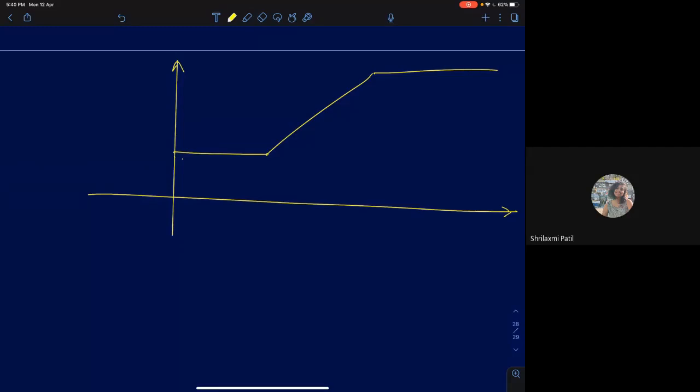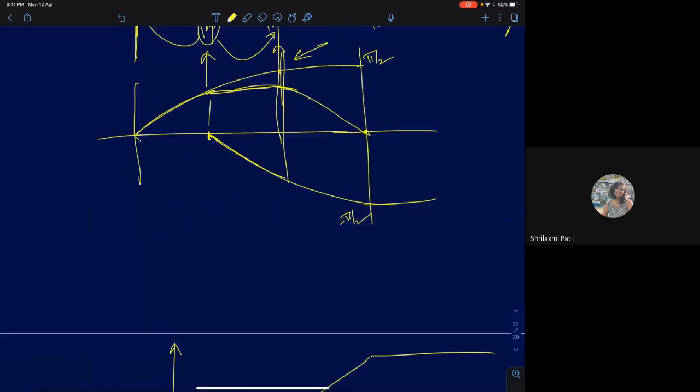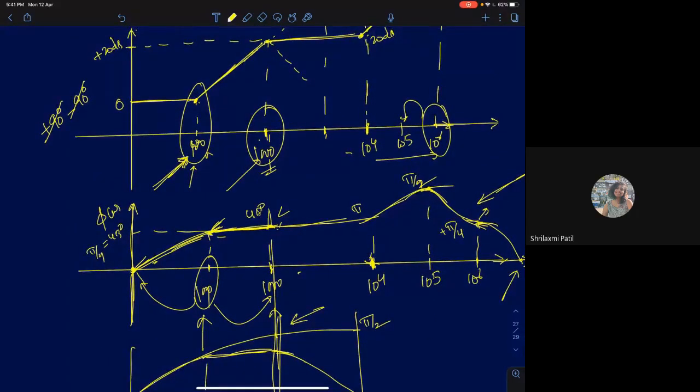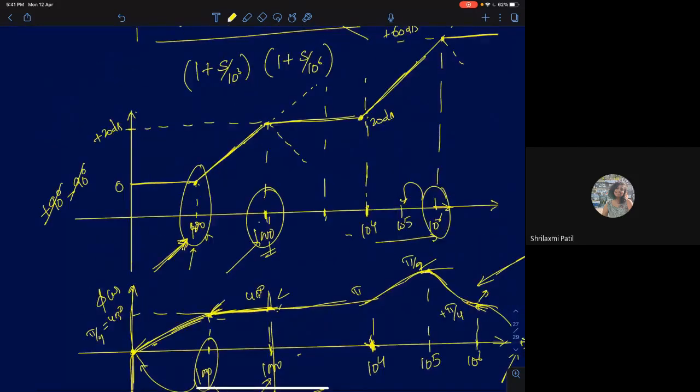Okay, so one of you posed a question in the previous problem. Can you explain why the phase response from 10 power 4 to 10 power 5 is increasing? See, at 10 power 4, there is a 0.